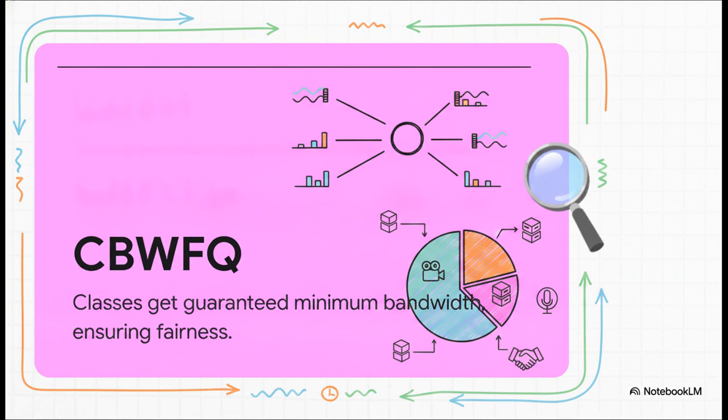To solve that starvation problem, we got CBWFQ, or class-based weighted fair queuing. And this is a massive step up. Instead of a rigid top-down hierarchy, the administrator defines traffic classes and guarantees a minimum bandwidth slice of the pie to each one. Maybe video gets 2 megabits, while critical data gets 1 megabit. Because every single class gets its own queue and its own guaranteed slice, nobody gets starved out. It brilliantly brings fairness back to the network while still actually honoring your priorities.